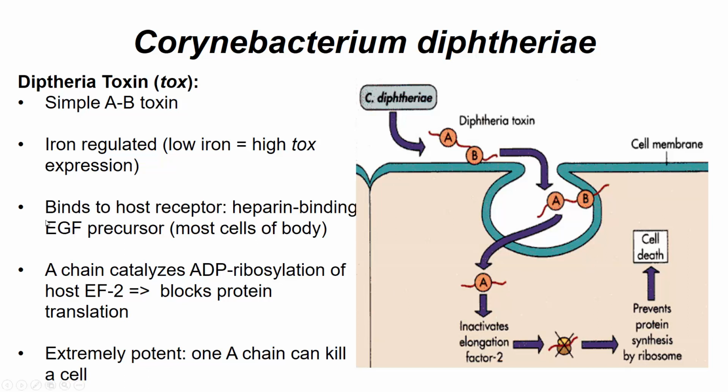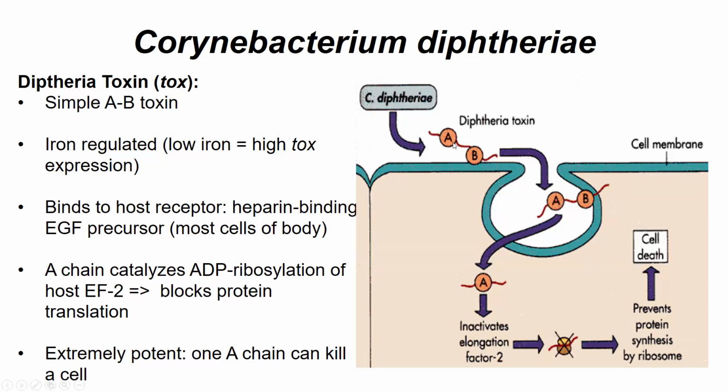It acts by binding a host receptor known as the heparin binding EGF precursor receptor. This receptor is actually expressed on most human cells, but it is particularly highly expressed on the heart cells. So that explains some of the reason why a lot of the clinical damage is occurring because of destruction of heart tissue.